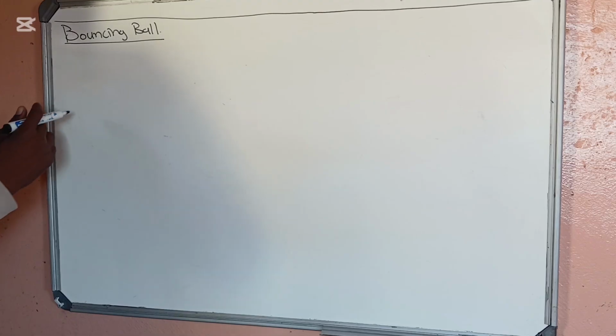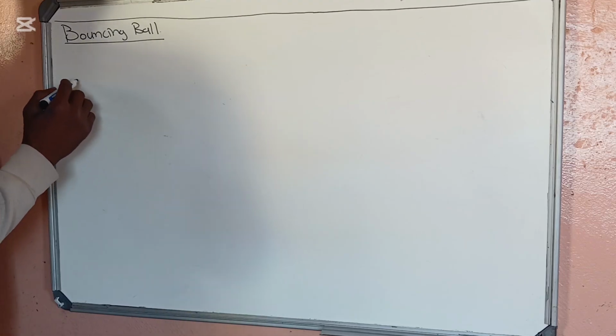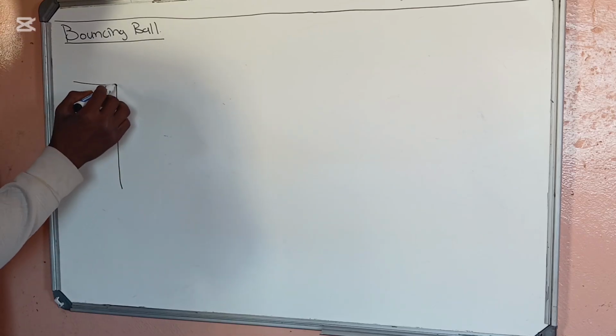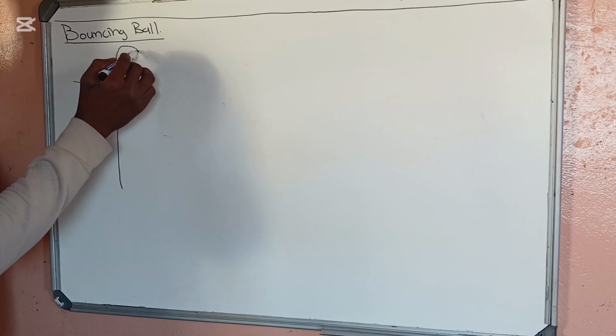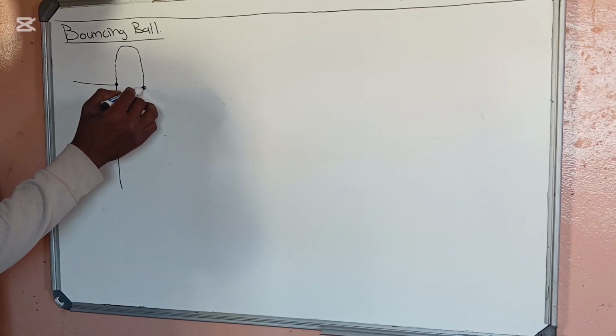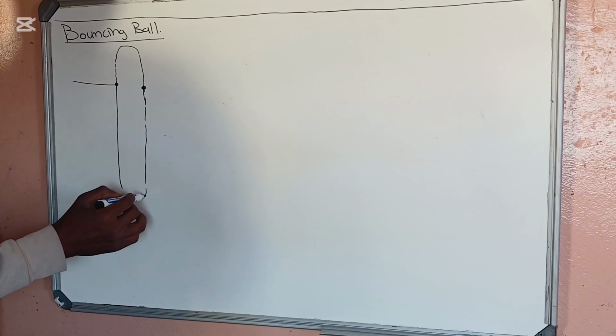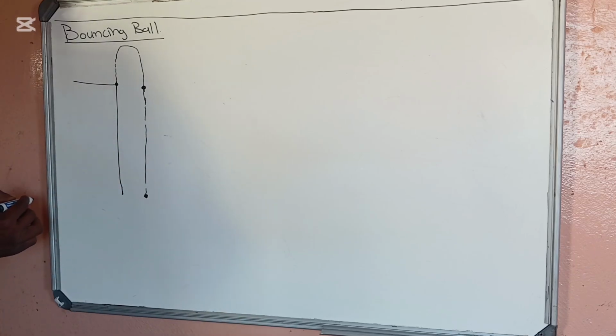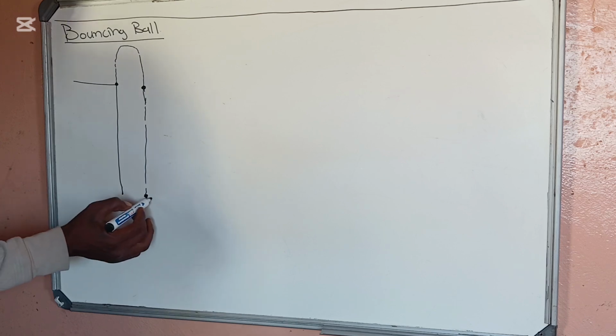Today, we're talking about the bouncing ball. Remember, last time on my last topic, I said the ball moved from here and the ball went up, it came back here, then it passed its starting point straight to the ground. Now, what happens when the ball gets here?